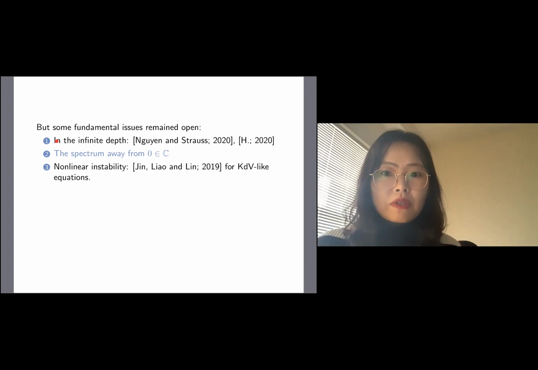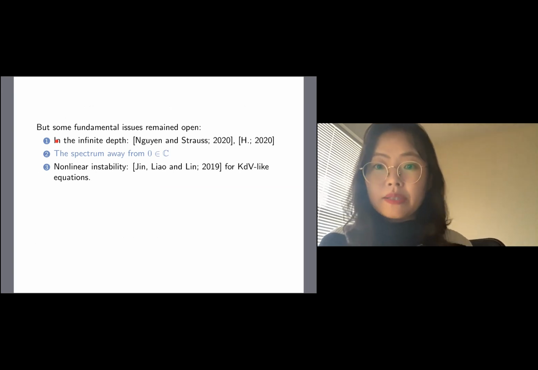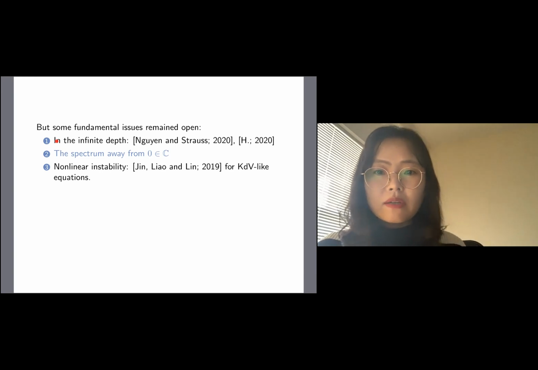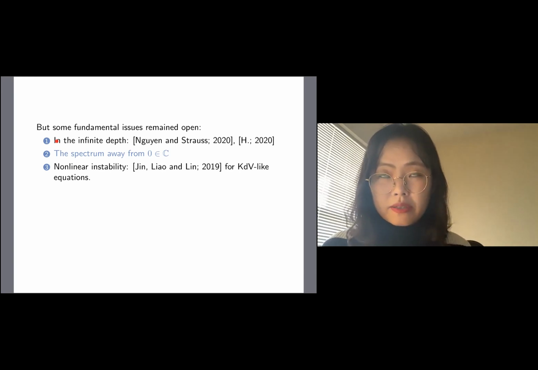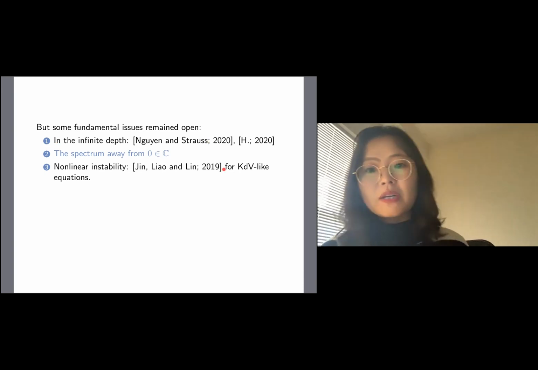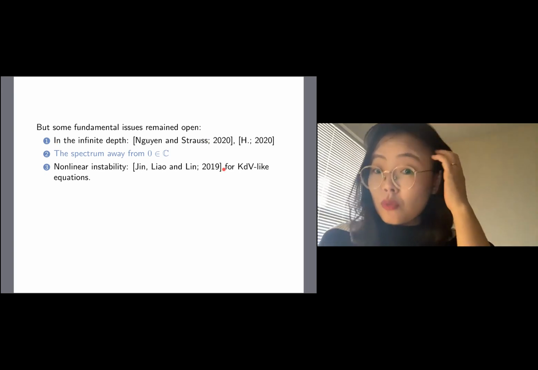The reason the proof of Bridges and Mielke breaks down in infinite depth is, roughly speaking, that some operator in their proof becomes non-compact, so they were unable to apply their standard manifold reduction technique. Very recently, in fact, the arXiv preprint was posted in July.